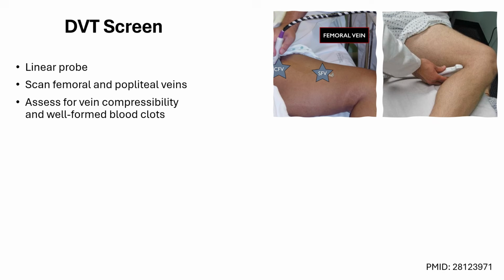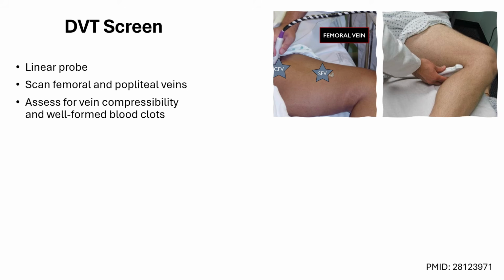Deep venous thrombosis screen is relatively easy to perform. You need to use a linear probe because of its higher spatial resolution. You want to scan femoral and popliteal veins, and assess for vein compressibility and presence of well-formed blood clots. Again, here's how you do it.